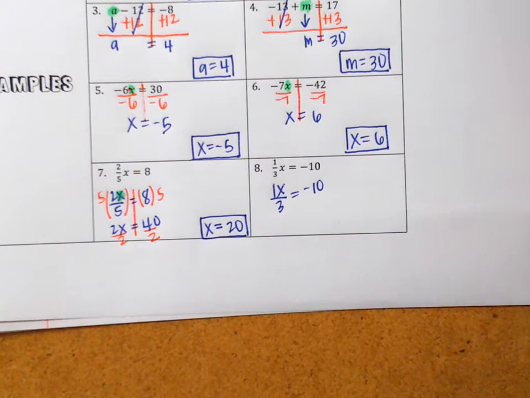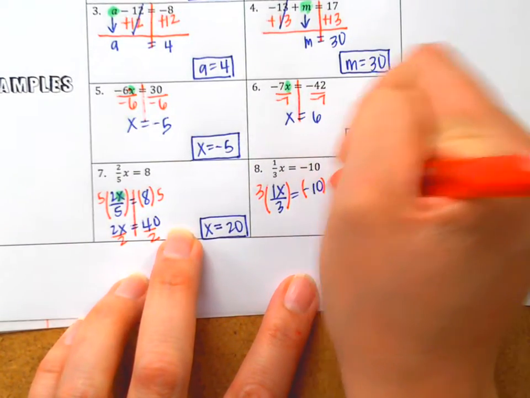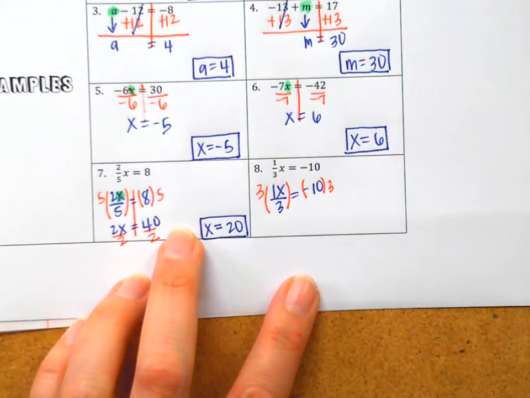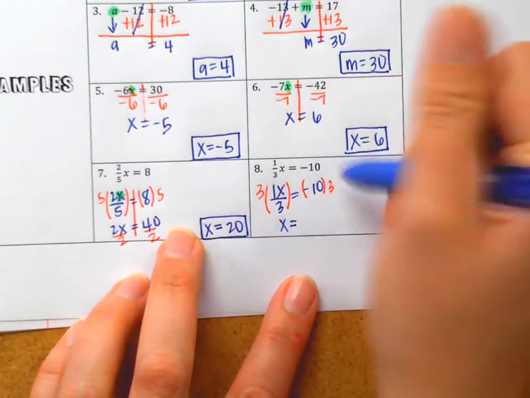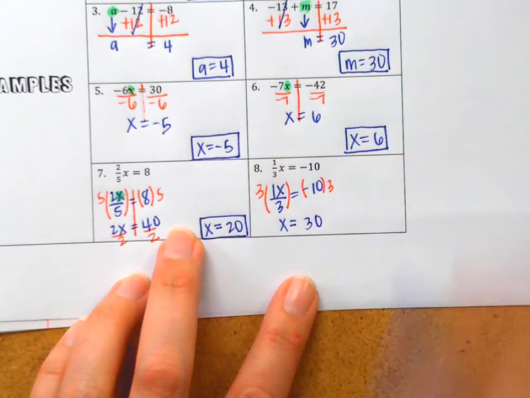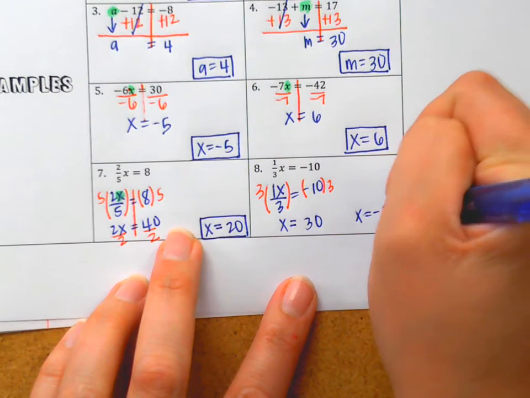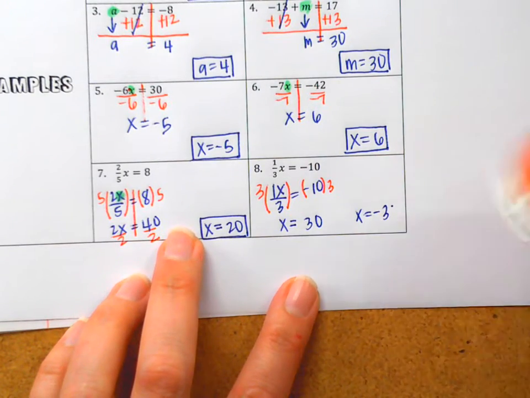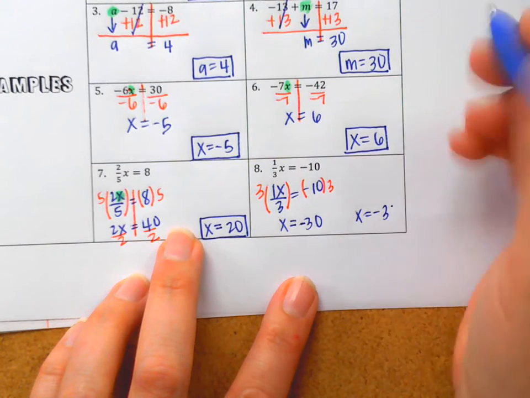So what I'm going to do is first get rid of what's being divided. To undo division, we always multiply. So I'm going to multiply both sides by 3. I have 1x, which I don't need to write the 1. So I'm just going to write x equals -10 times 3, which is 30. And that's my final answer. Oh, not 30. Yes, -30.